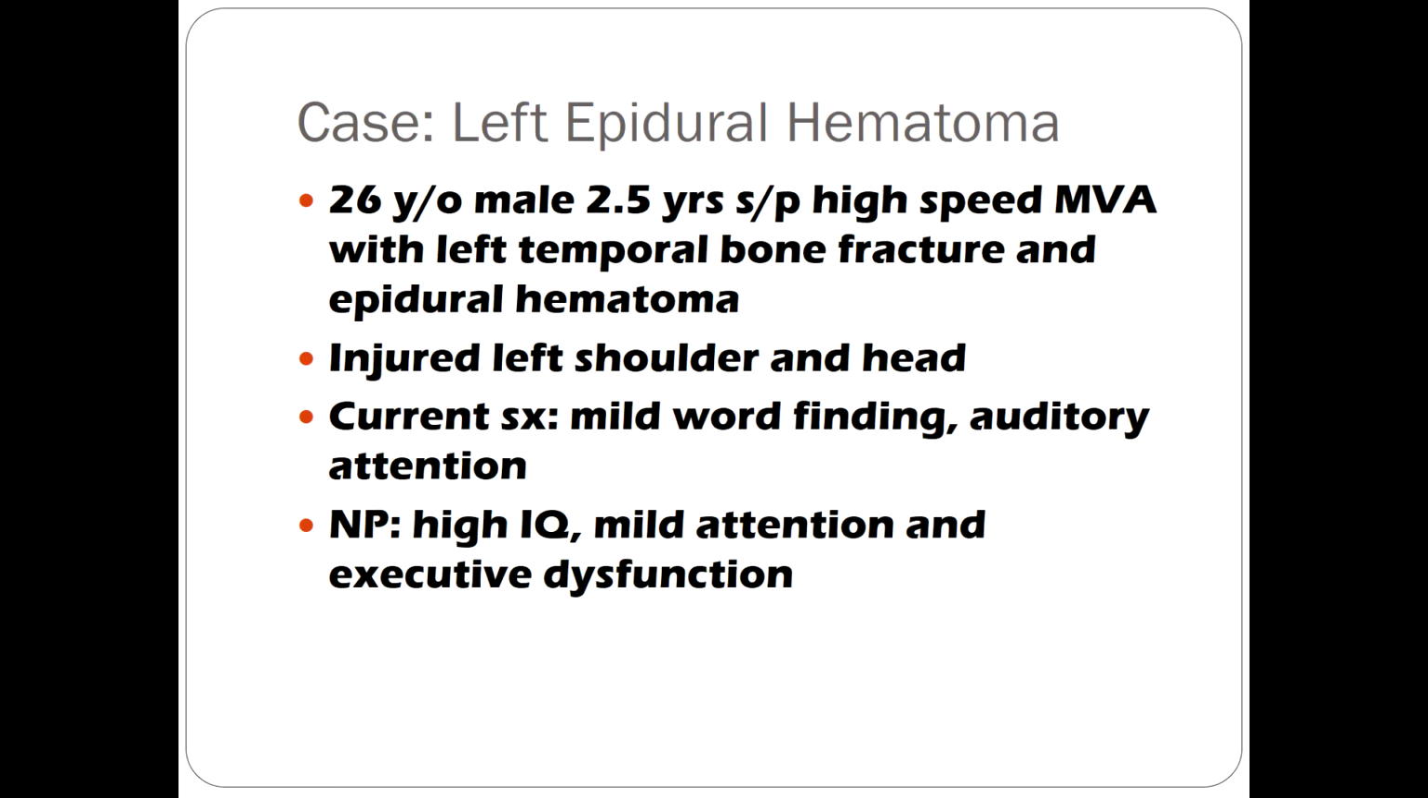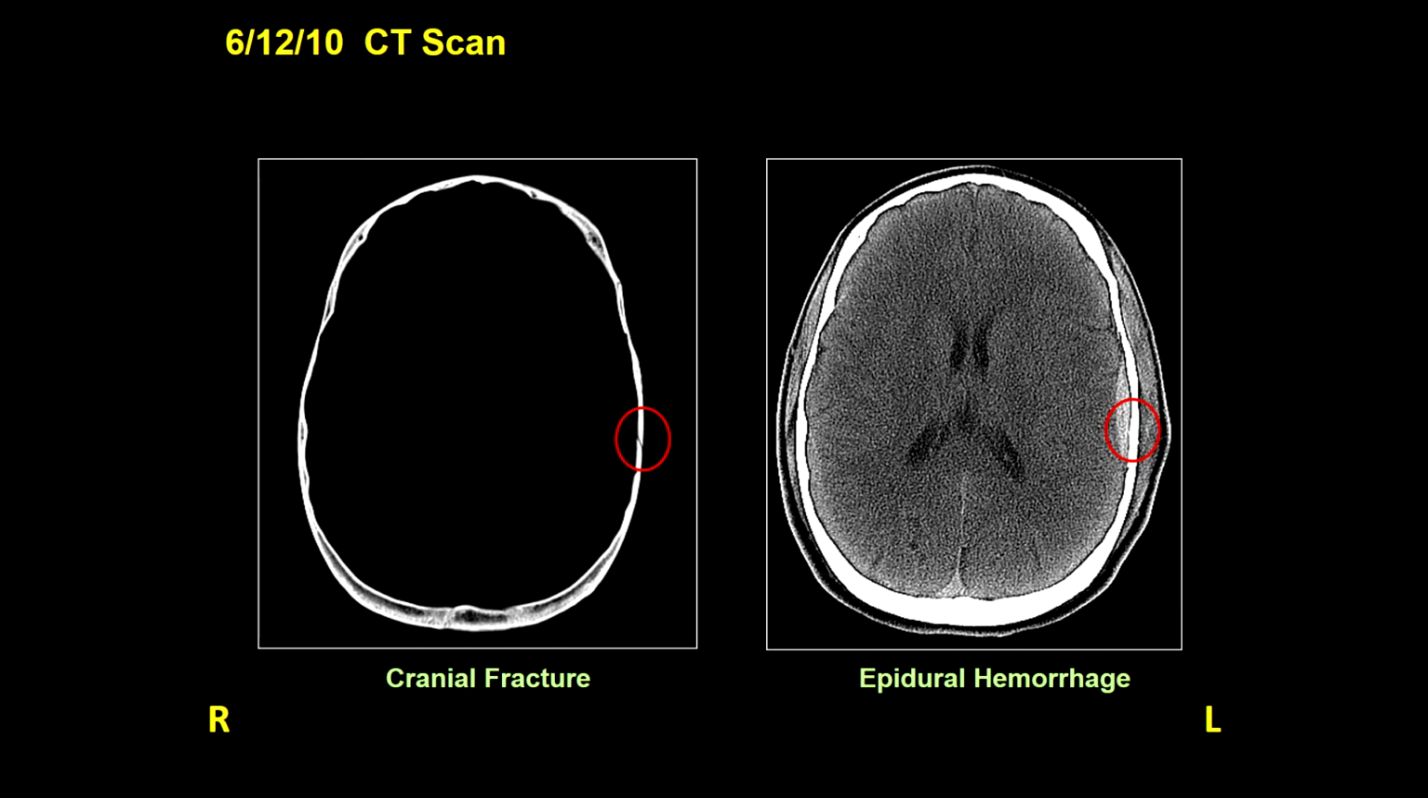Another case is a case of an epidural hematoma. A 26-year-old man who was in a high-speed motor vehicle accident, suffered a left temporal bone fracture and an epidural hematoma. He had a left shoulder injury. Symptoms that he presented with were mild word-finding problems and auditory attention problems. His neuropsychological evaluation showed a high IQ, mild attention, and executive function problems. So our task was to image him.